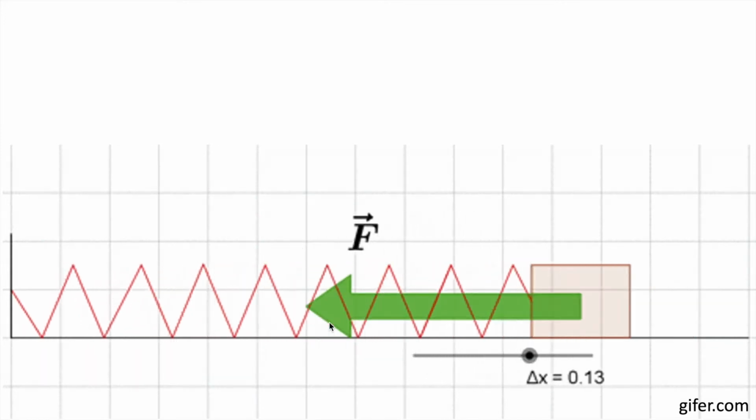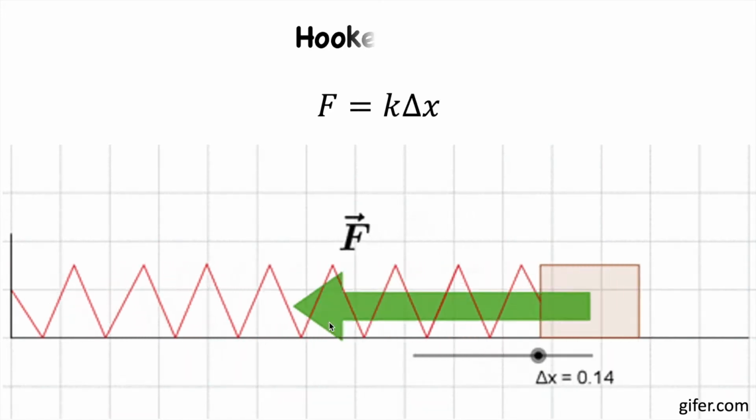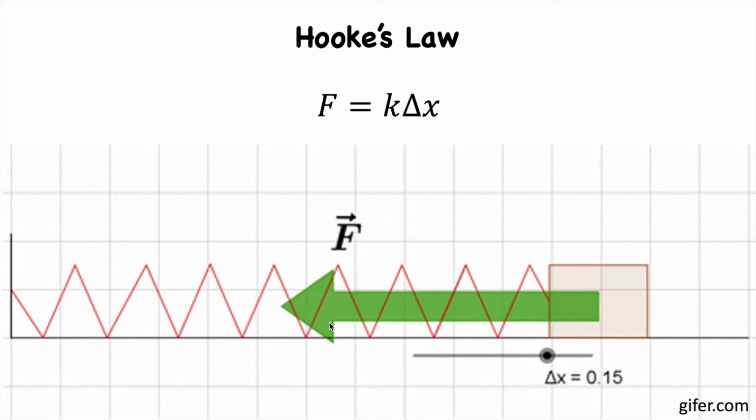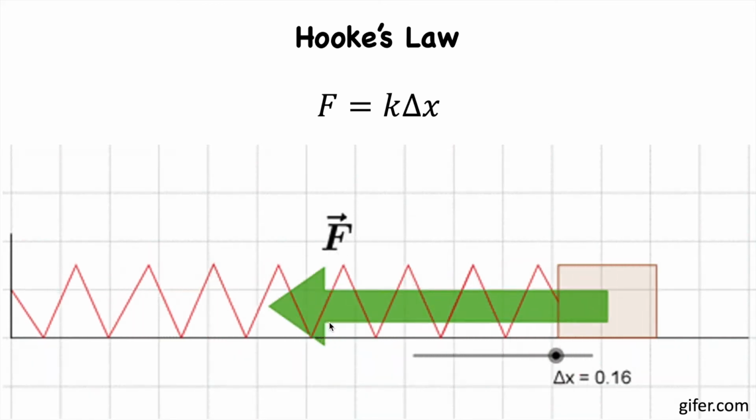First, the spring returns to its original shape when the force is removed. Second, the size of the deformation is proportional to the force. This relation is known as Hooke's law.